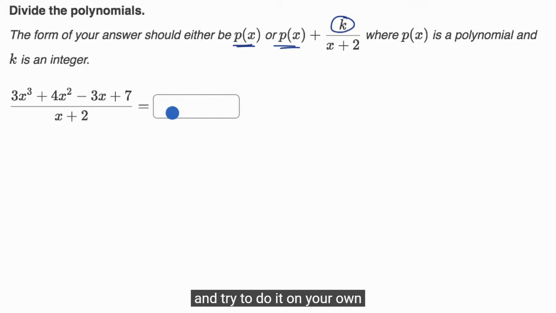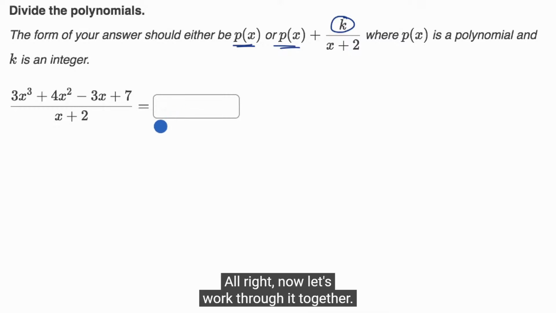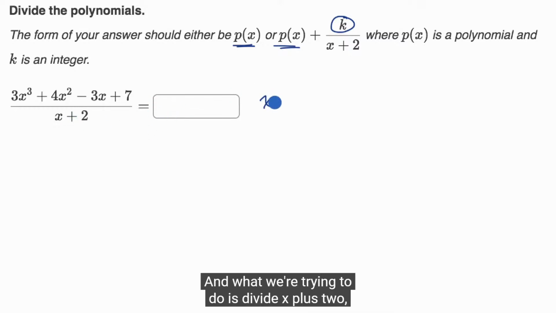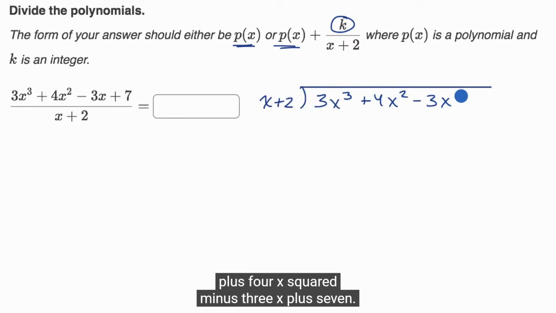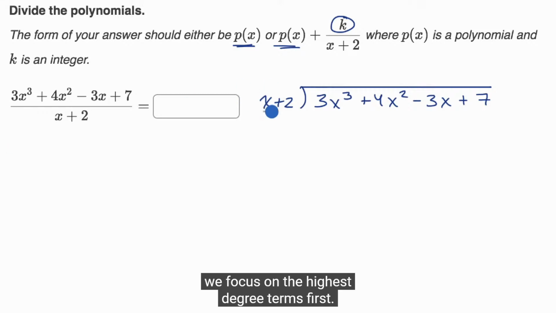And like always, pause this video and try to do it on your own before we work through it together. All right, now let's work through it together. And what we're trying to do is divide x plus 2 into 3x to the third power plus 4x squared minus 3x plus 7. And so, like always, we focus on the highest degree terms first.